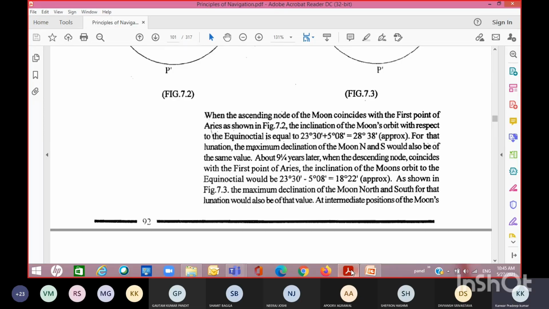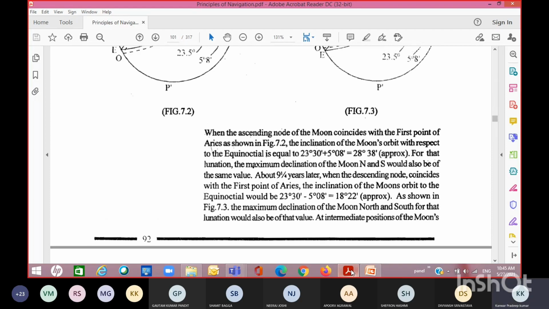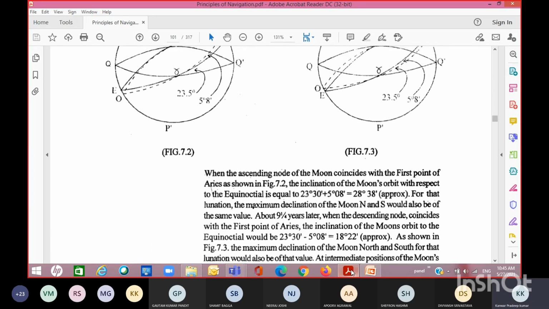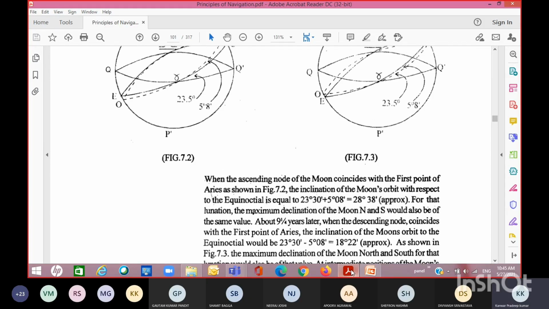When the ascending node of the moon coincides with the first point of Aries, as shown in figure 7.2, the inclination of the moon's orbit with respect to the equinoctial is equal to 23.5 degrees plus 5 degrees. That is the additional, we are seeing the declination. So the maximum declination of the moon, north and south, would also be the same value.